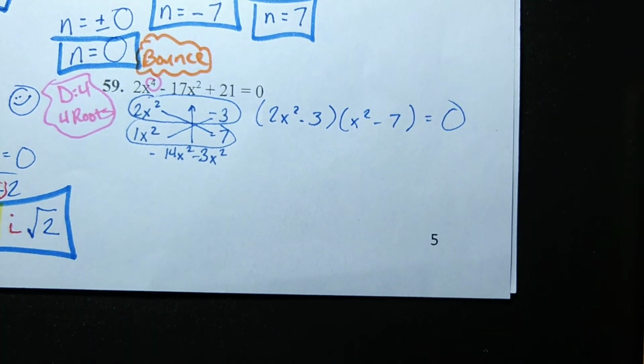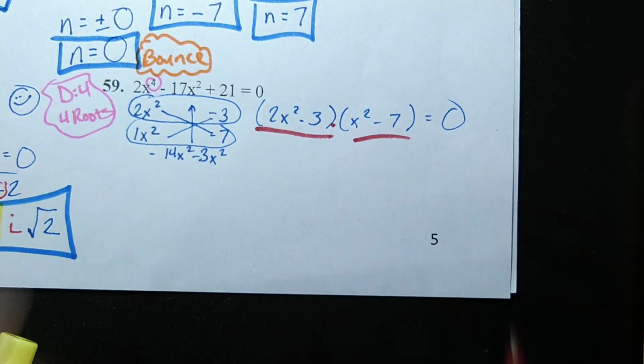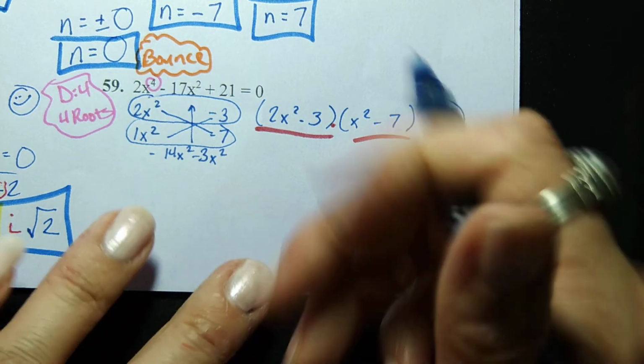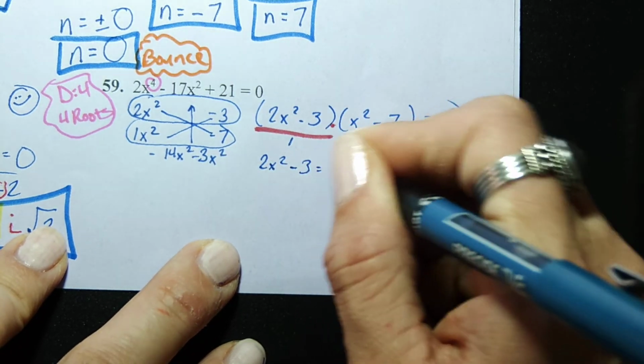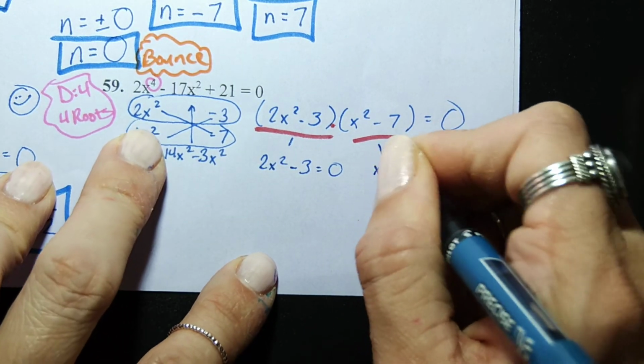So I have something times something equals 0. Can I factor either of those any further? It's not difference of squares. There's no GCF. Nope. We are good to go with just starting to solve. So let's set this one equal to 0. 2x squared minus 3 equals 0. This one equal to 0.